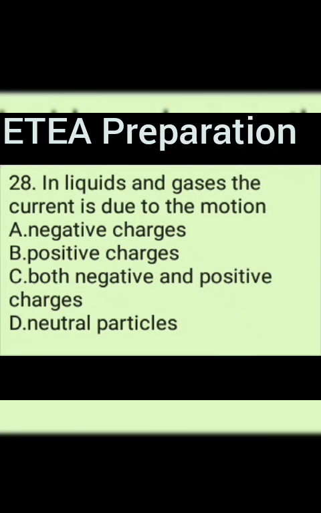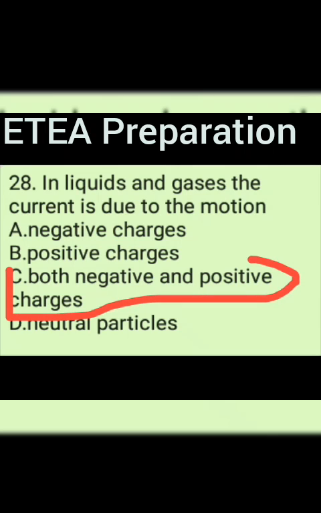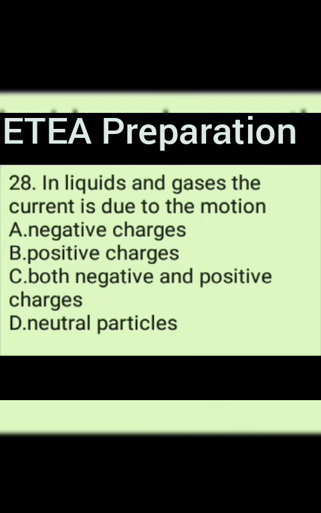In liquids and gases, the current is due to the motion of. तो इसका राइट ऑप्शन है ऑप्शन नंबर सी यानी both negative and positive charges. नेक्स्ट क्वेश्चन.